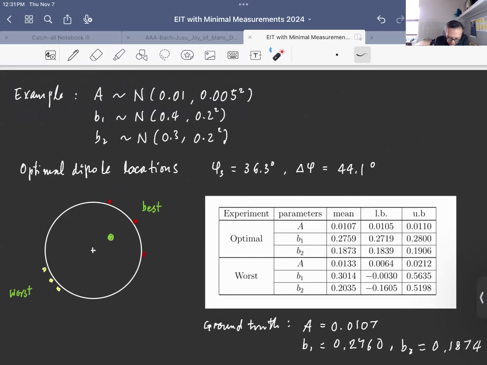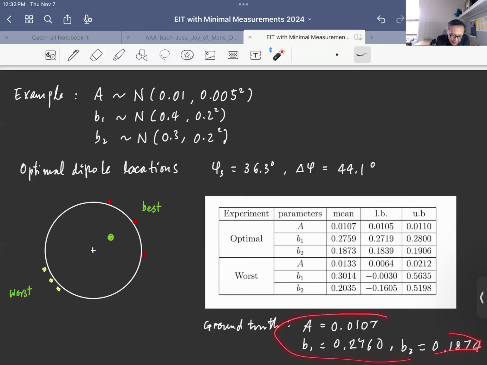So I have a ground truth. This is the ground truth values. The area is 0.01. Remember that it has to be pretty small. And the location is given by B1 and B2 here.